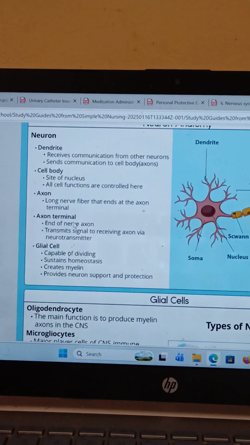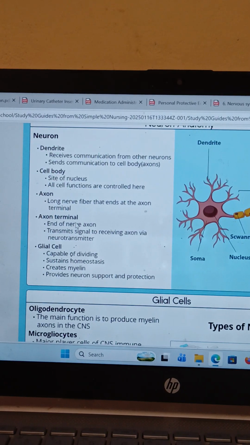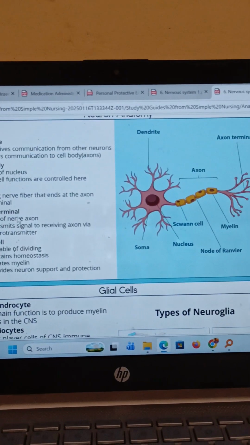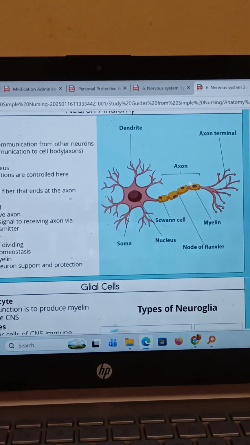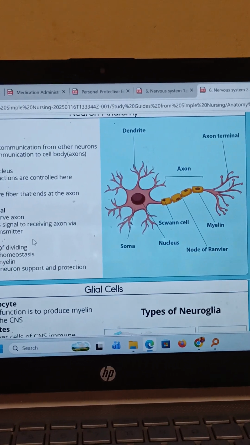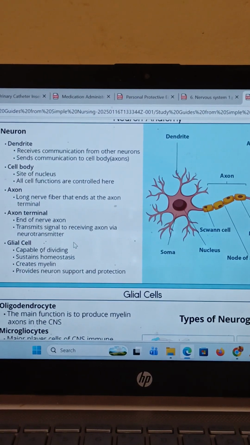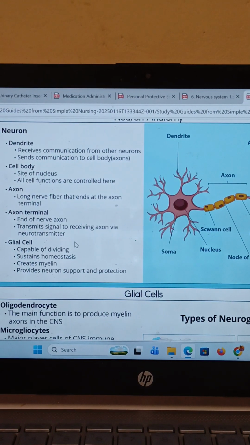Then apart from that, we have something that we call Glial cells. So with Glial cells, we need to know that they are capable of dividing, and they mainly help by sustaining homeostasis. Then how does it sustain homeostasis? It creates the myelin, the one that covers the axon. So Glial cells are always capable of dividing, they sustain homeostasis, and they also create myelin. Another thing, they provide neuron support and protection. That is through the creation of myelin.